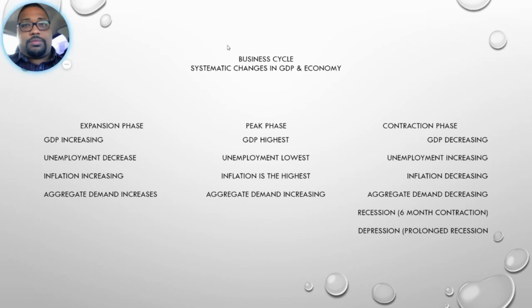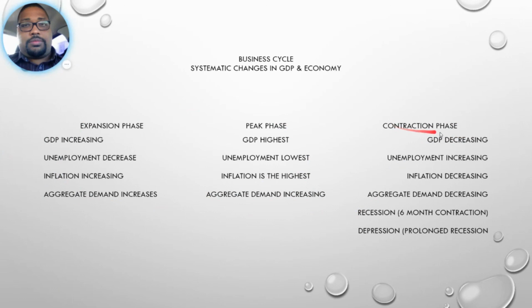When we look at the business cycle, the hiring and the firing, and the economy and how they kind of go hand in hand, we're going to start looking at systematic changes in the GDP and the economy and how it affects the business cycle. You have the expansion phase. This is when the GDP is doing good, it's increasing, unemployment is going down, inflation is increasing at a normal rate, and total demand, meaning people that are willing to buy things, is increasing on a whole scale. Once it hits its peak, we are at the top of the economy. The GDP is at the highest point, unemployment's at the lowest point, and inflation is at the highest point because more people are buying and spending money. Okay? So these two are good.